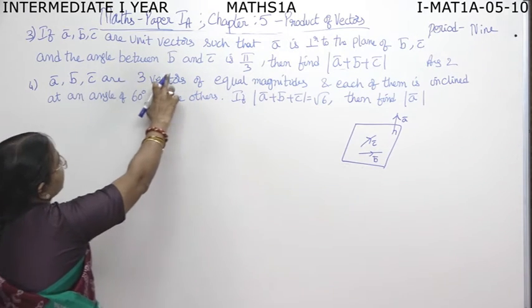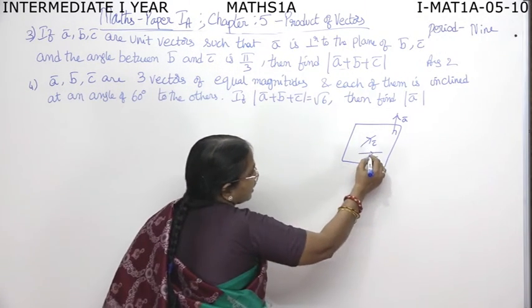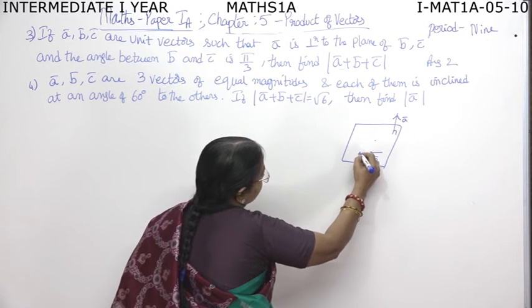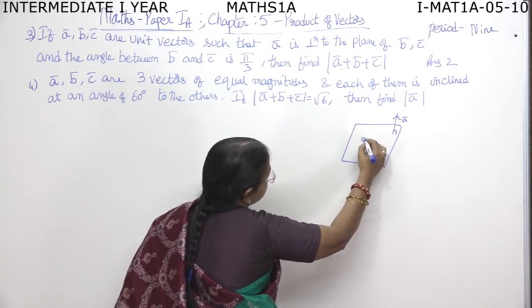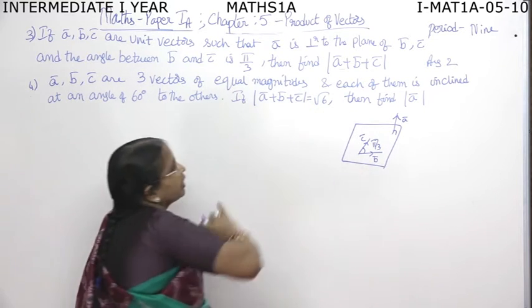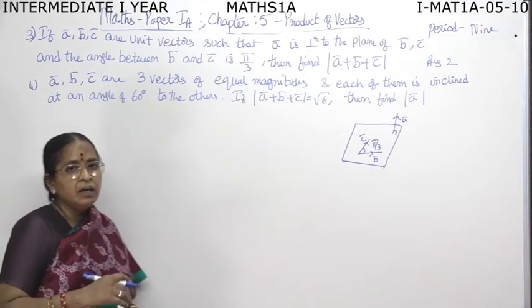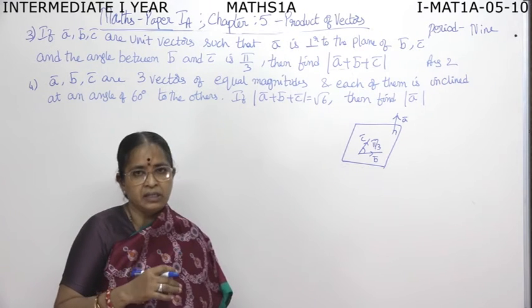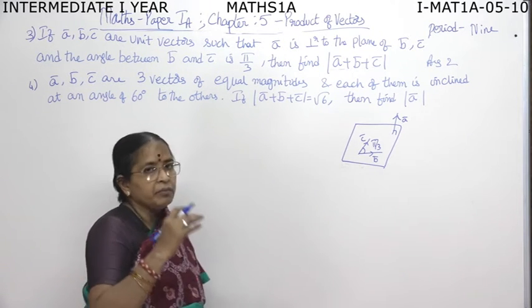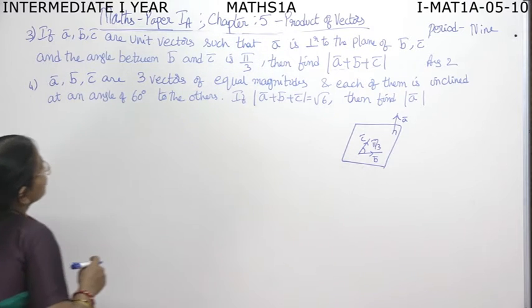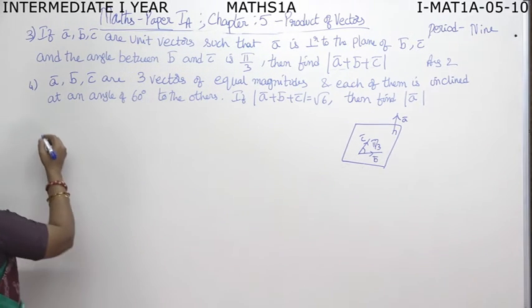And the angle between B and C is pi by 3. The angle between these two vectors is pi by 3. Suppose I draw the vectors like this. The angle between them is pi by 3. This is given. Find mod of A plus B plus C. As I explained, whenever you have mod of A plus B plus C, always find mod of A plus B plus C whole square and do it. So, A, B, C are unit vectors.